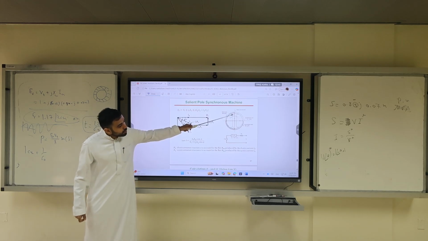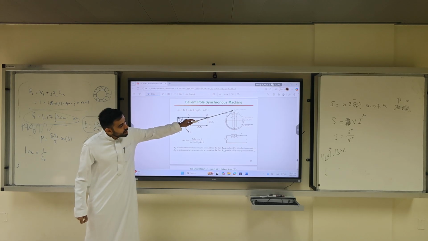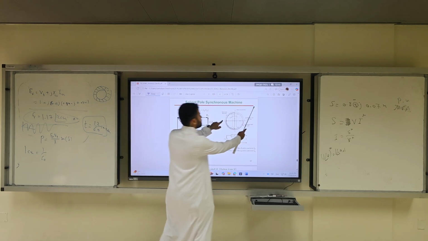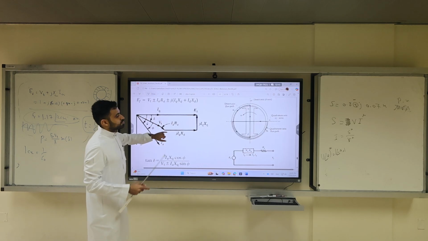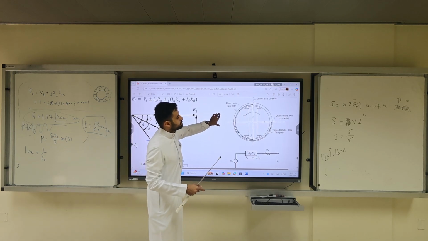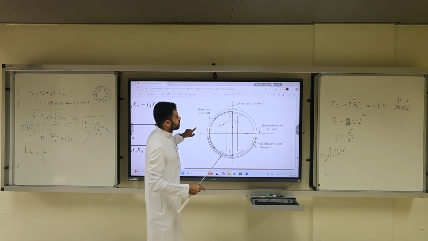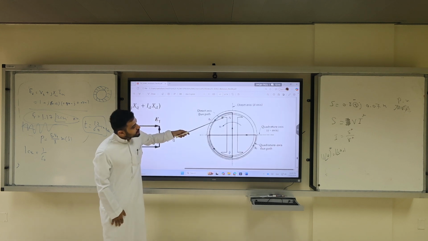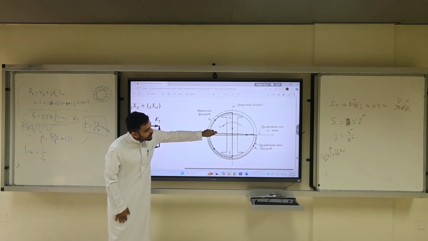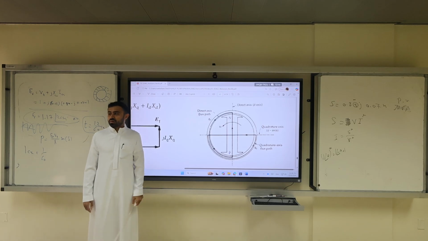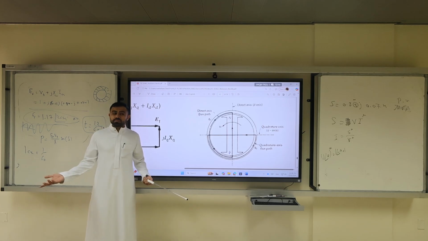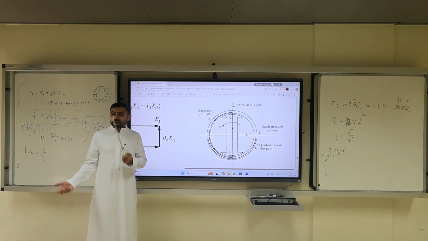For the salient pole, the air gap here between the north and the direct axis, so let me zoom. Do you see this figure now? Is it clear? Yes. In the salient pole, the air gap here does not equal the air gap there. So we will have a problem. What is the problem? We should have 2 components rather than 1 component.